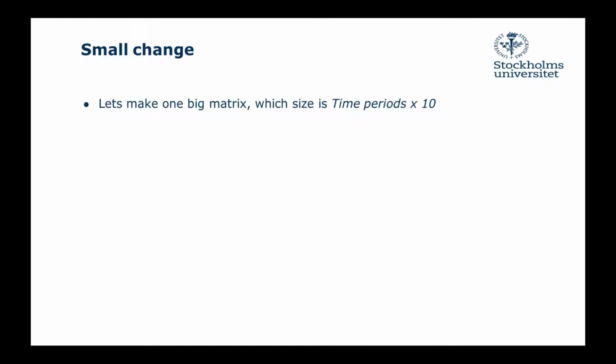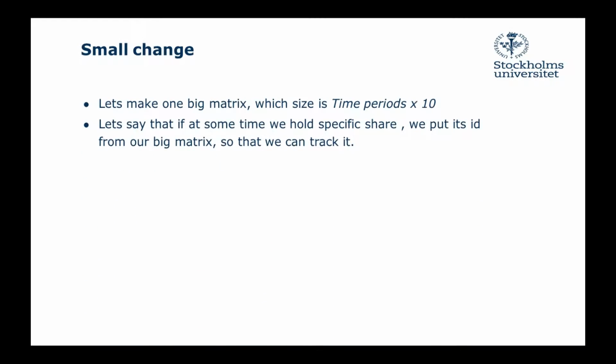Pretty much it will represent our portfolio, and if we hold a specific share, we put its ID from the big matrix into this new big portfolio matrix, so that we can track it by our ID and link a specific share in our portfolio to the big data matrix. If we hold less than 10 assets, we will just put 0 in the table.